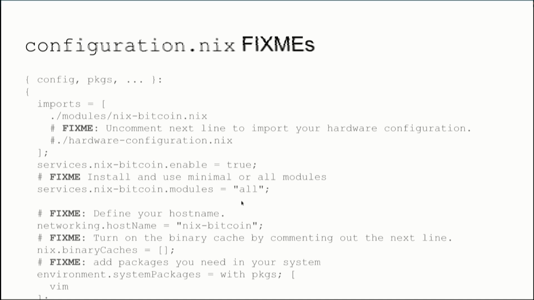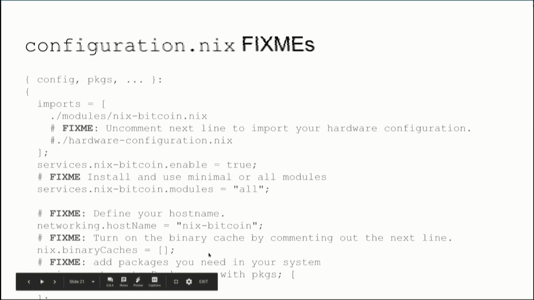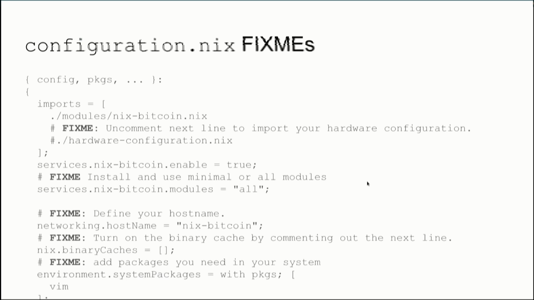You want to define your host name. You probably want to turn off binary caches, so by default it's turned off, such that you build from source and not download it from some build server. And then you add some packages you also want in your system, like Vim, htop, tmux, or whatever.